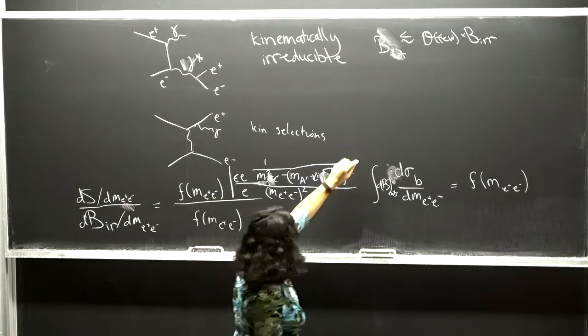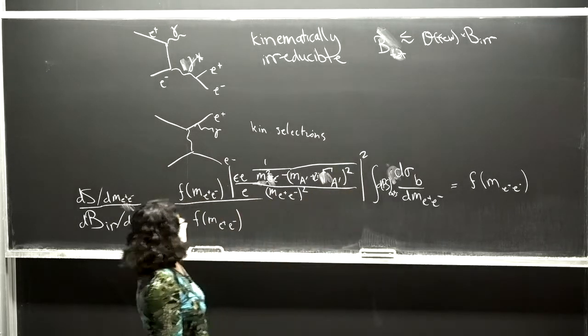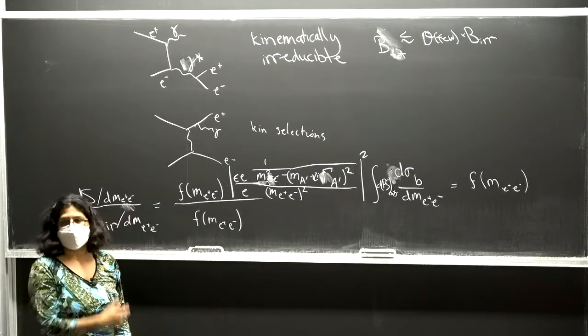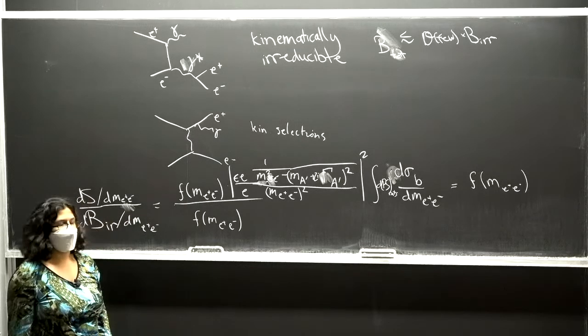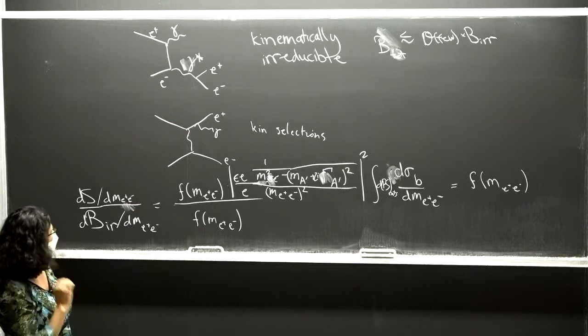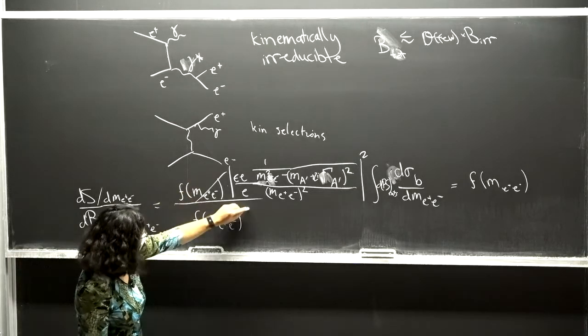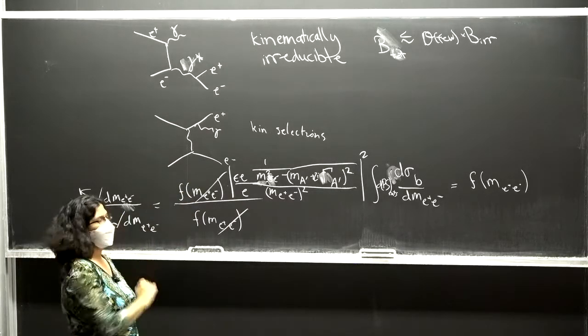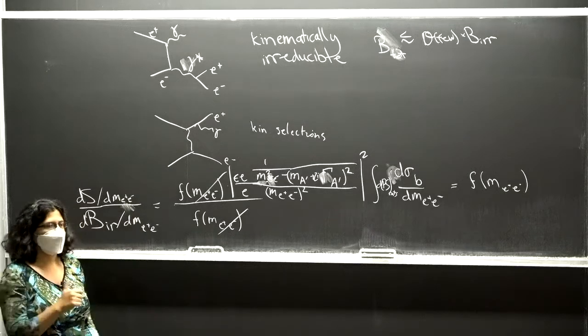And then this whole thing gets squared because I'm trying to calculate a cross-section. So I need to take the mod squared of the amplitude. So these f's cancel out. Any questions on what I've just done? OK.